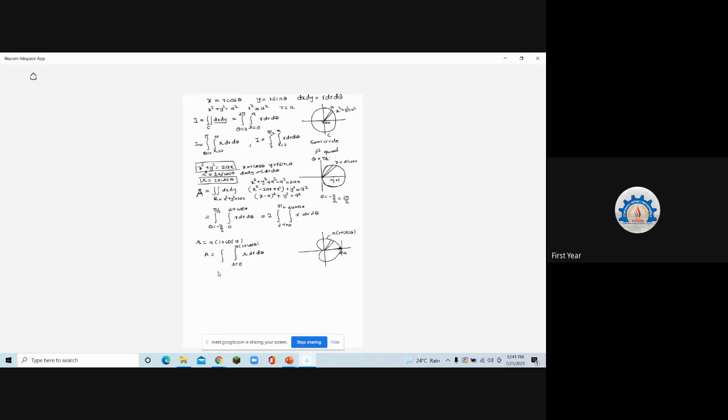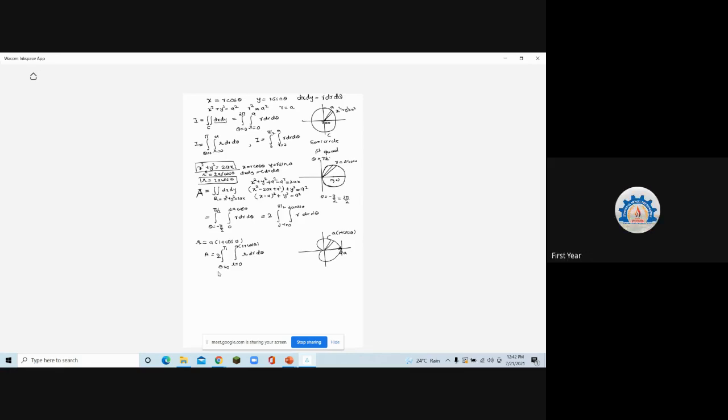What are the limits of theta? 0 to 2 pi. Correct. Either you can write 0 to 2 pi or you can write 2 times 0 to pi. Both of them are the same. Is it okay?